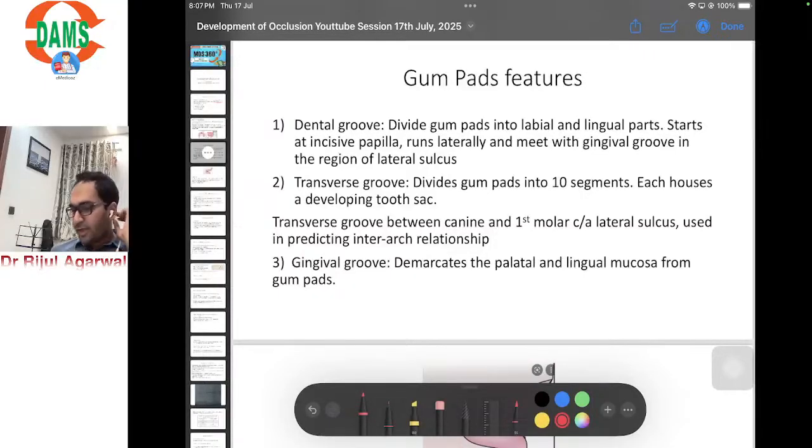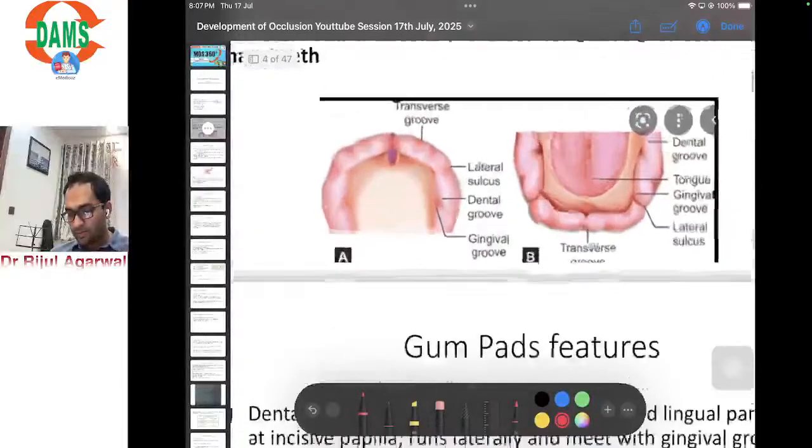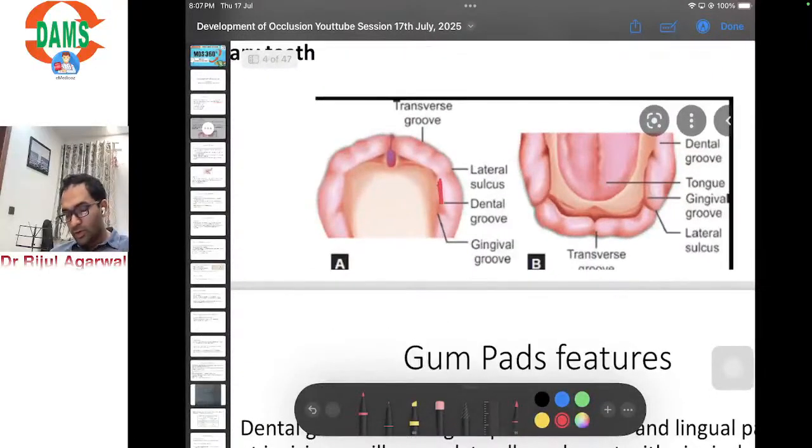What is a dental groove? It divides the gum pad into labial and lingual segments. It starts at the incisive papilla, runs laterally and meets with the gingival groove in the region of the lateral sulcus. So this is the dental groove, which demarcates the gum pad into the labial and the lingual segment.